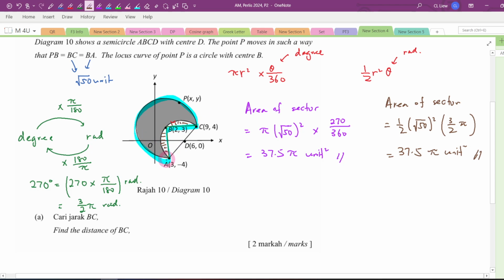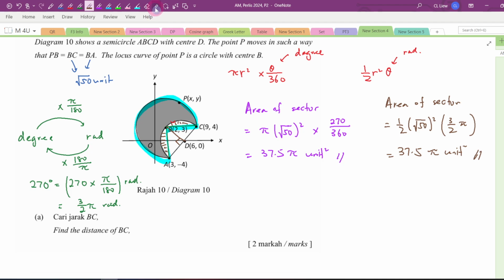So you will notice that ABC is actually an isosceles triangle because the distance here and here are the same. And this is the center of the semicircle, right? So if you draw a line from here, go down here, this will be 90 degree.